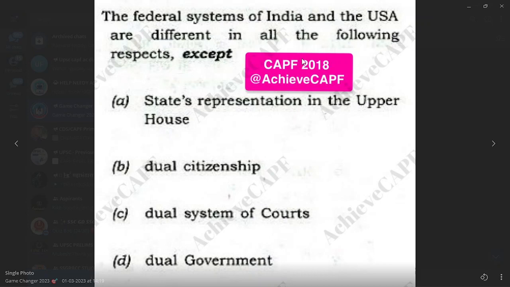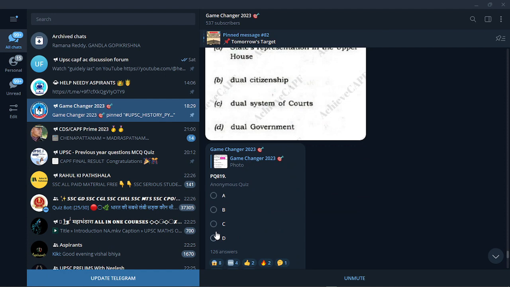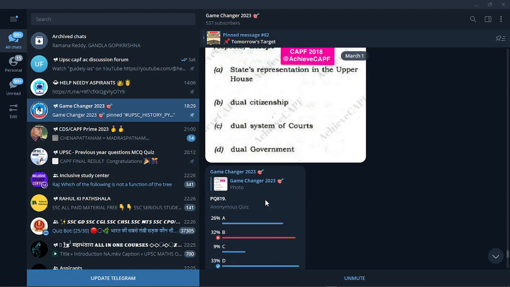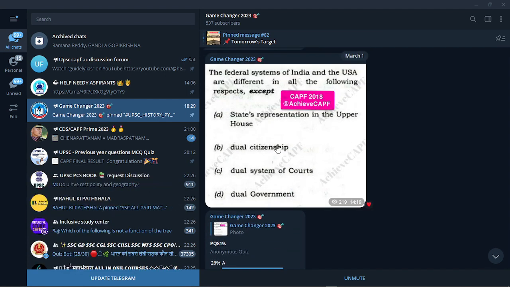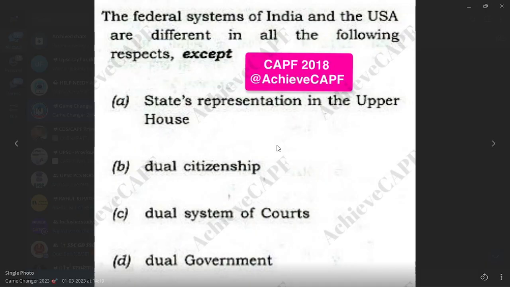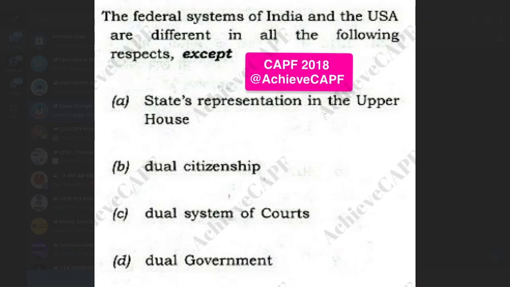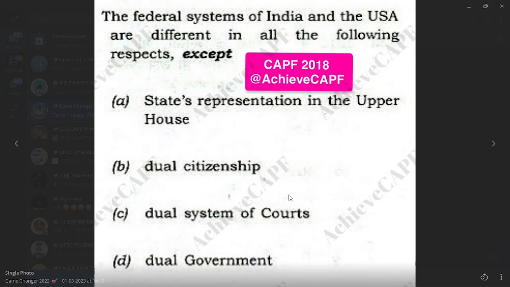Next, the federal system of India and USA are different in all the following respects except: dual citizenship? Dual government. Okay. India has everything different except dual government, center and state. That is the same for India and USA. Rest of them are different. D you should have picked. Okay, yes.